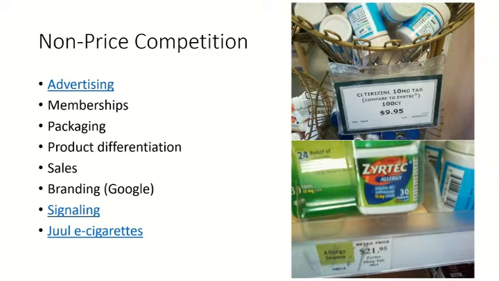Signaling, so you have price signaling where you raise and lower prices in order to signal if something is good or something is going to go on sale. And then we'll talk about e-cigarettes and how they compete, because it's a little bit more complex than the above. I mean, they use nicotine, which is an addictive chemical that's completely legal.